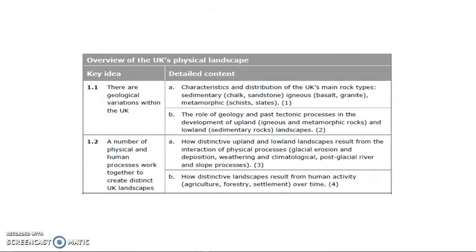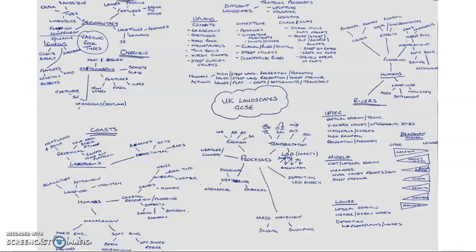So first of all, we need to have a look at our specification. And you can see that for the UK's physical landscapes and overview, it's very, very short. So just looking at geology within the UK and the physical and human factors that work together. So what I've done is put it all together in a little mind map that looks like this, and we're going to break down each little section as we go along.